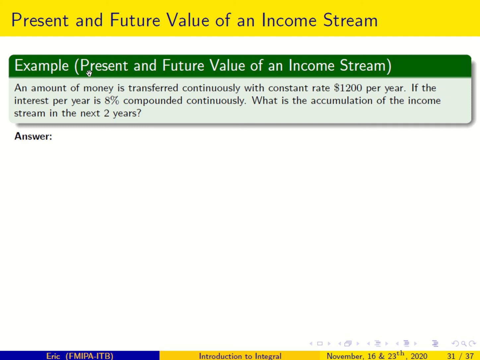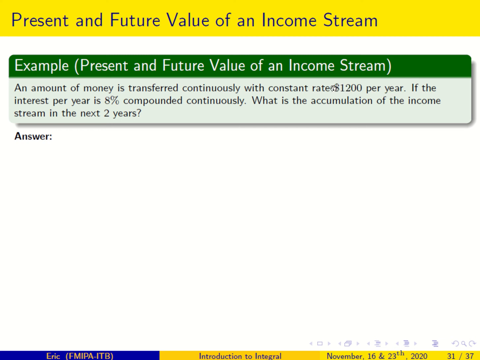Before, we have learned about present value and future value of an investment. In the second semester, we will learn the present and future value of annuity. But in this one, I have an income stream. It means, look at this, an amount of money is transferred continuously. Income stream means continuously. The income is continuous with a constant rate of $1,200 per year. Don't forget, this is per year.